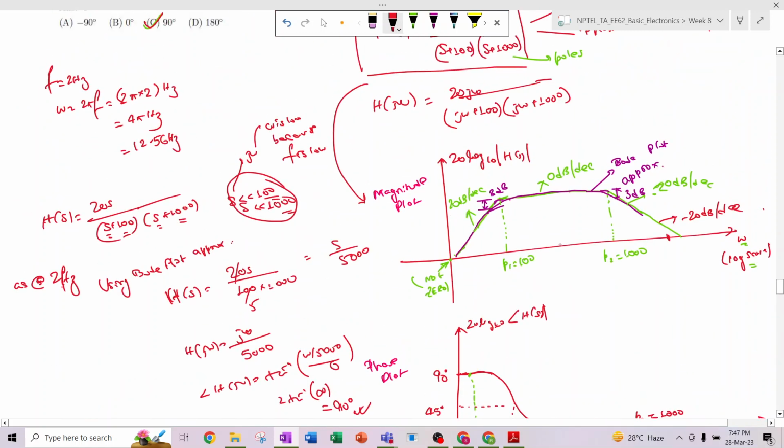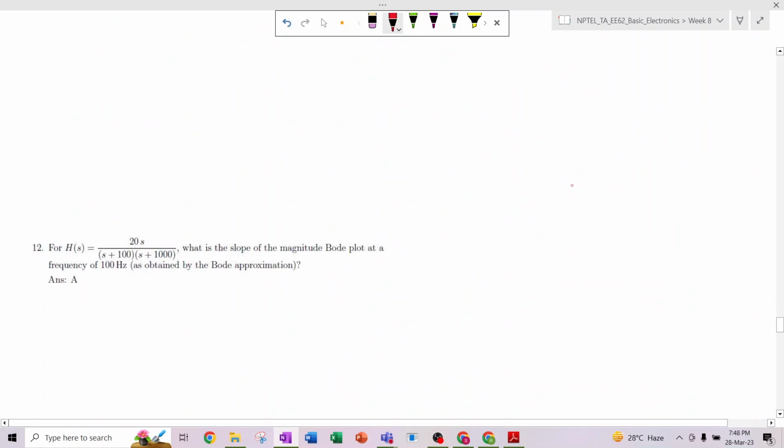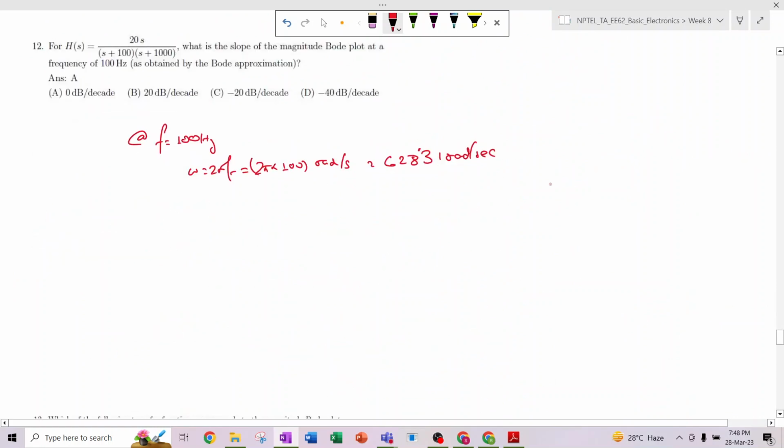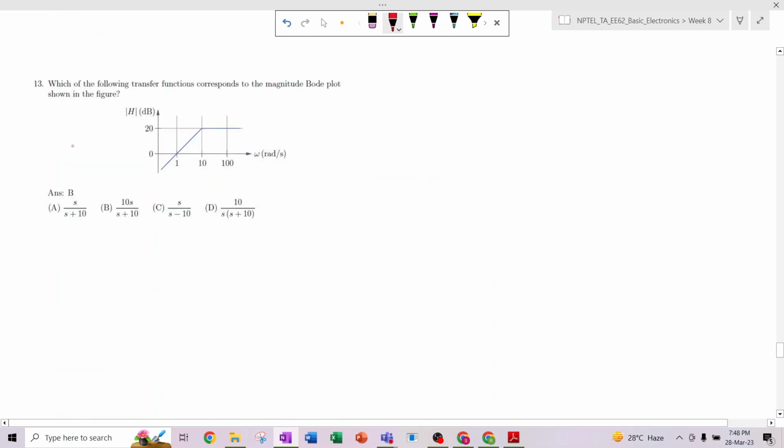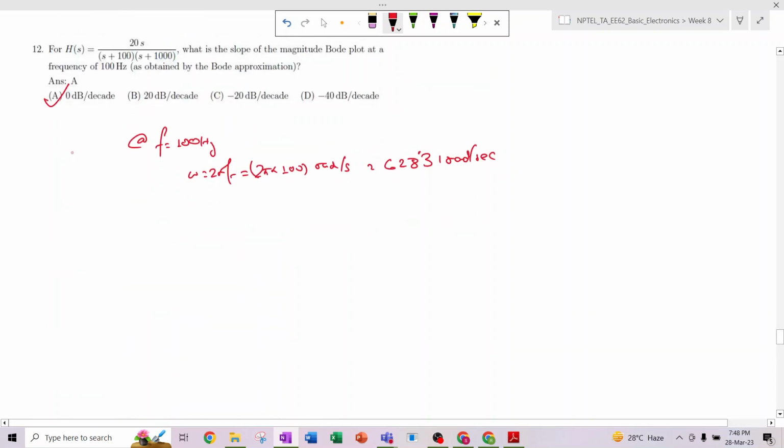628 belongs to this region of the graph. So at 628 it is 0 dB per decade, right? So the correct answer will be 0 dB per decade. It is the slope of the Bode magnitude. Okay.